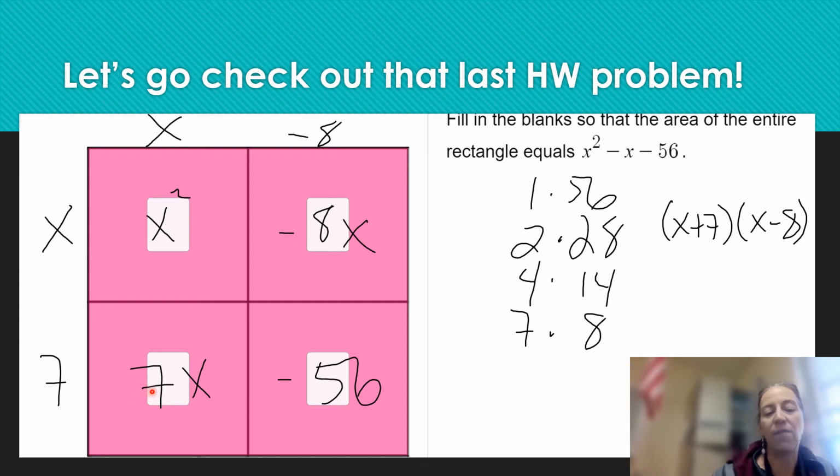So what's the common factor between 7x and negative 56? Positive 7, factor it out. And negative 8 going up top.